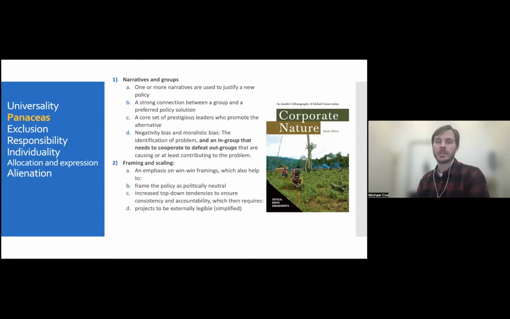Framing and scaling: you also see in panacea thinking there's often an emphasis on win-win framings. So part of the narrative about the PES scheme was that, as I mentioned earlier, it resolved conflict between conservation and development by essentially paying people to conserve more than they otherwise would, but then also allowing them to use that money to favor their own developmental path.